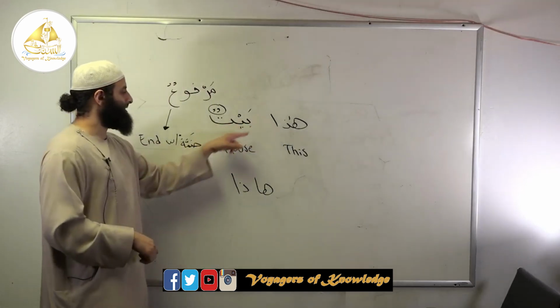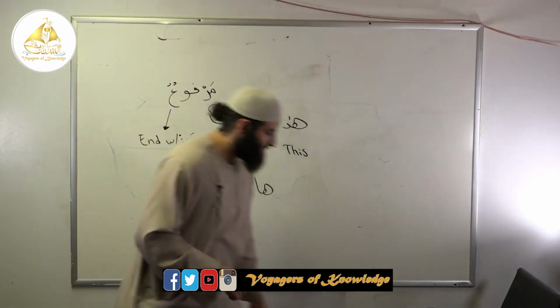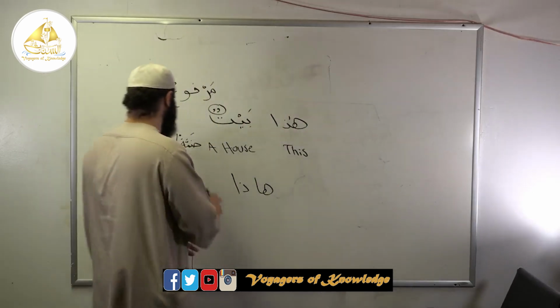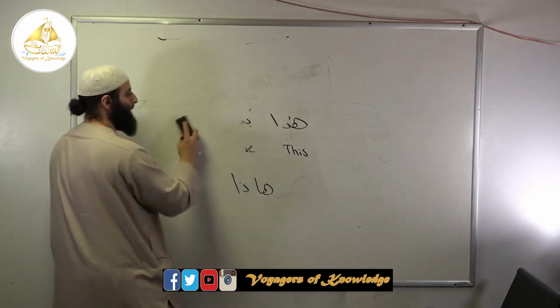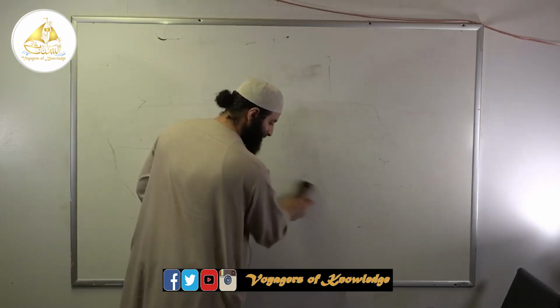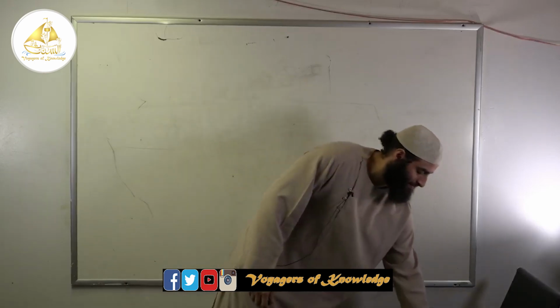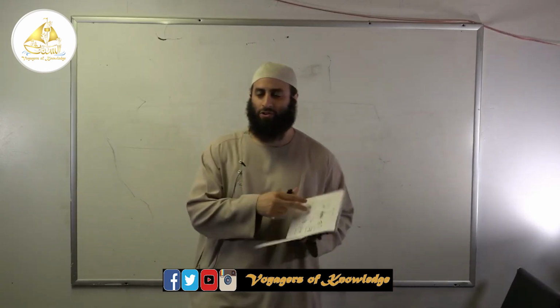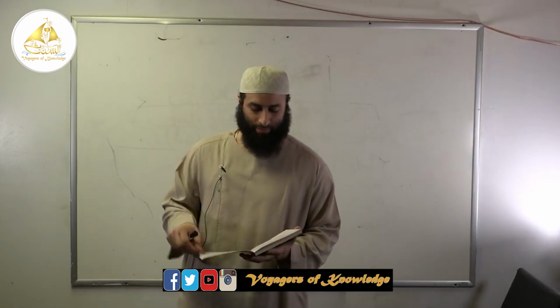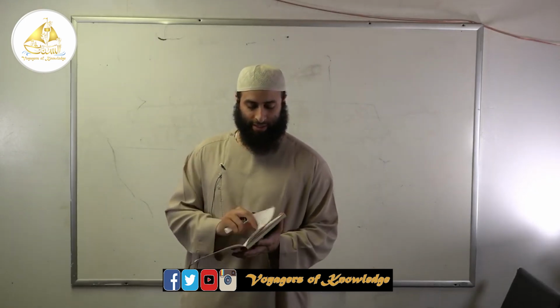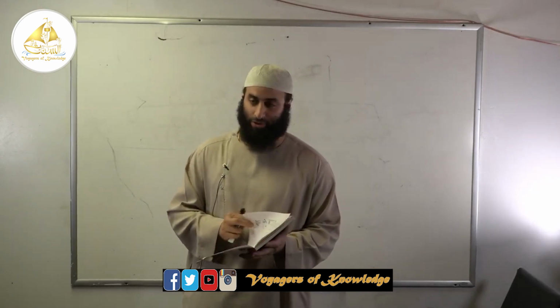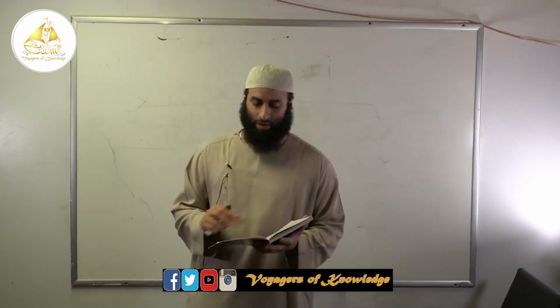Hada baytun. This is a house. Let's move along now. Go ahead and turn the page actually to page 6. We read all of those things, and there's images for each one. And we're going to try to get to the end of the chapter. All right?